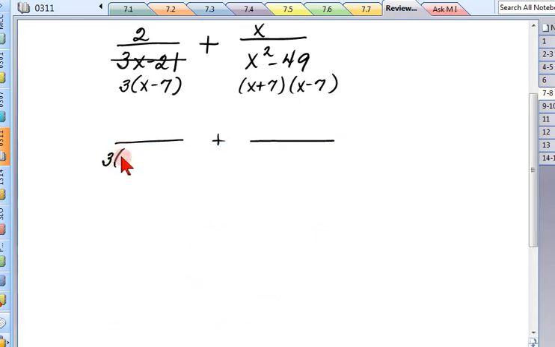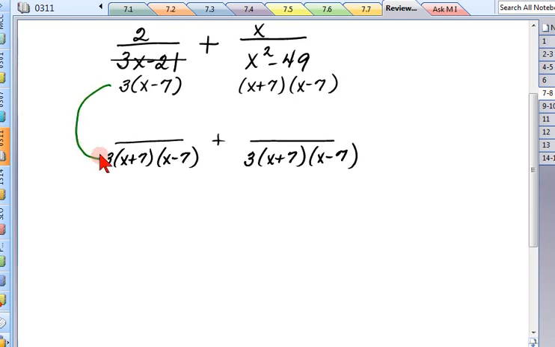Yes, I need a 3, I need an x plus 7, and an x minus 7, and it doesn't matter what order you write those. One of every different kind of factor, and if anything is squared or cubed, you take the high power. Now it's time to compare.